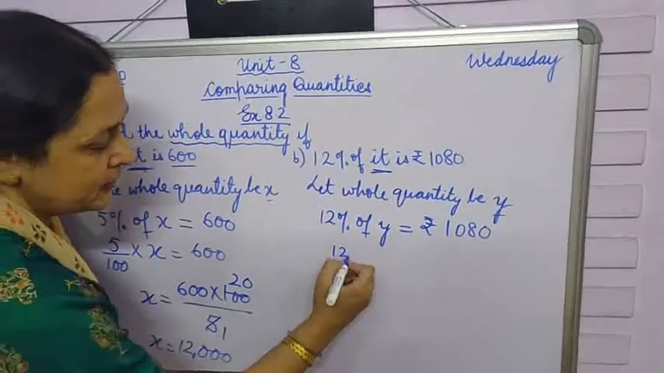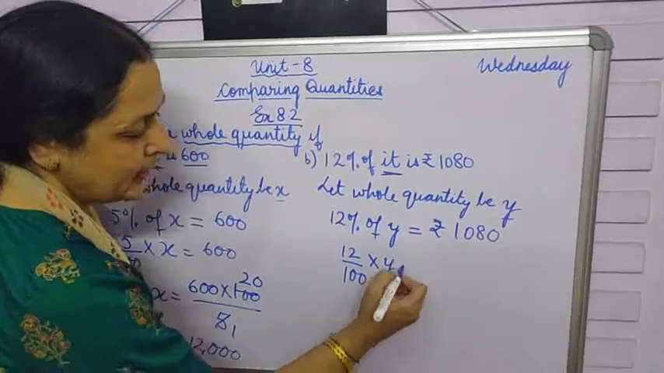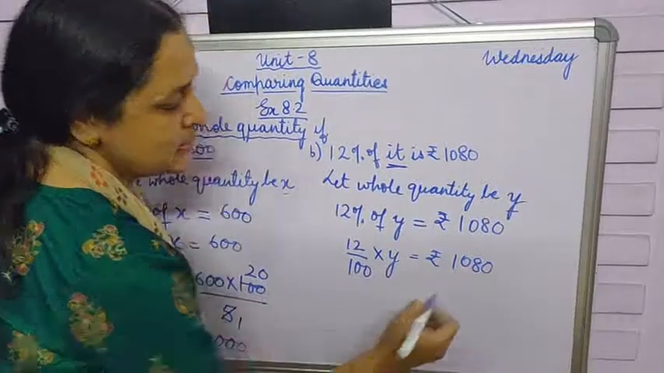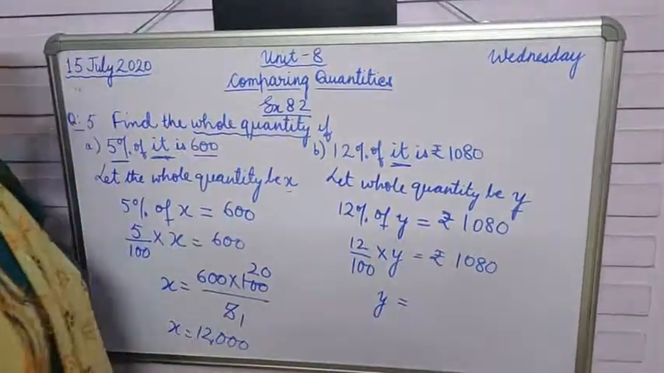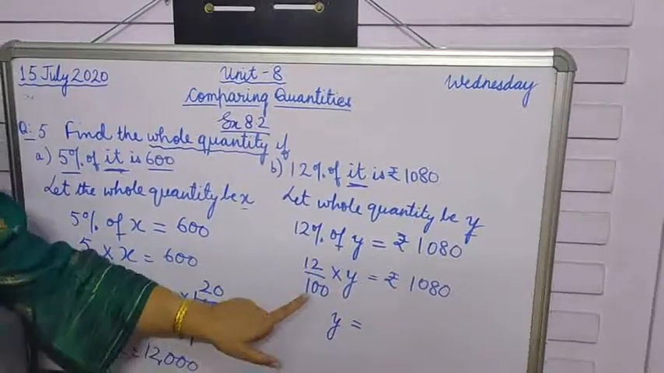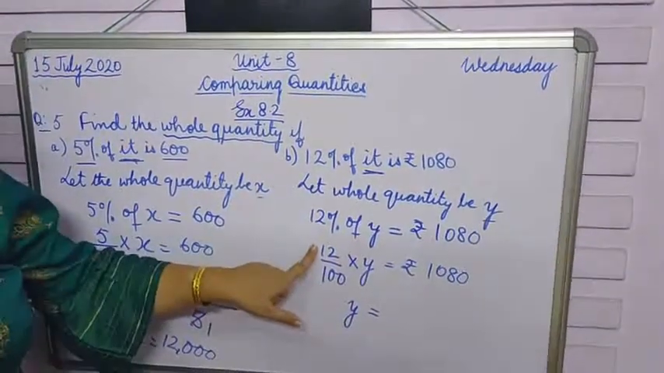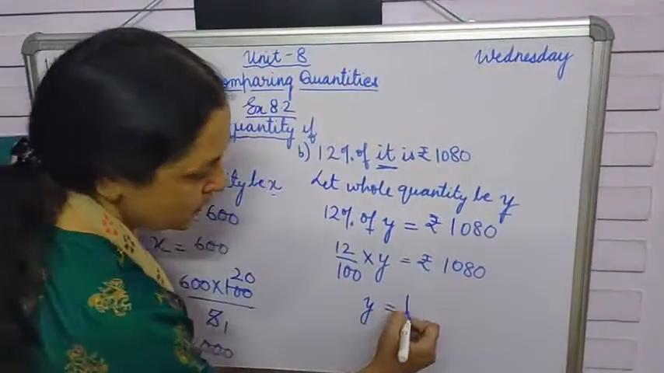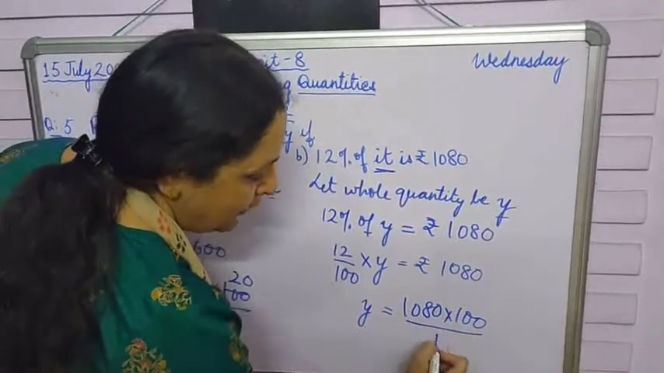Now 12% means upon 100, of means multiply, y is equal to rupees 1080. Now to cross multiply, let us separate y. Solving equation means separating variable so that you can calculate its value. Again 100 is in division, will go in multiplication. 12 is there in the numerator in multiply, will come in denominator in divide. So it will be 1080 multiply 100 upon 12.